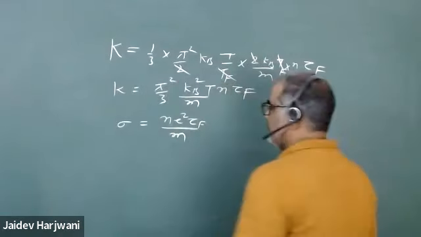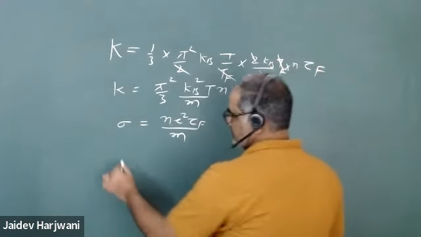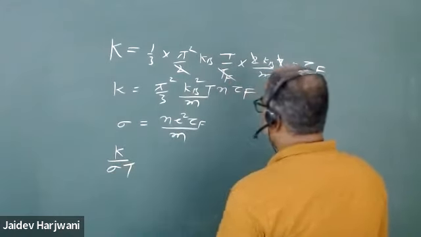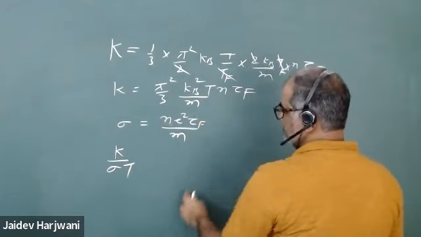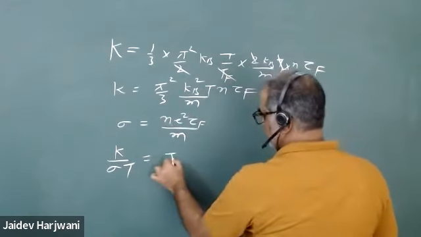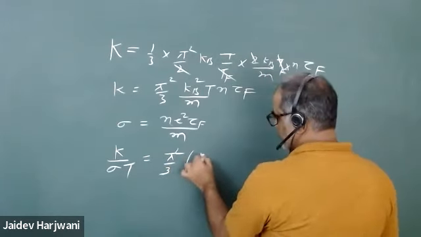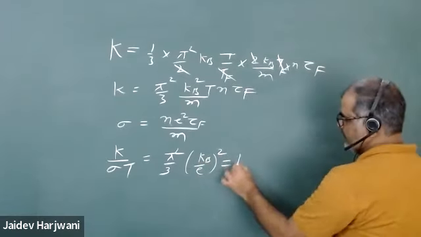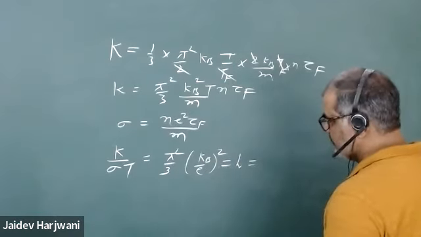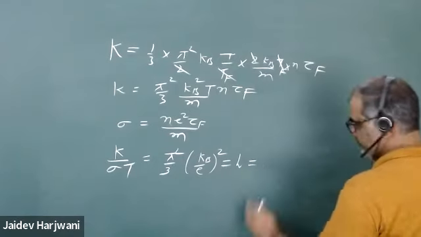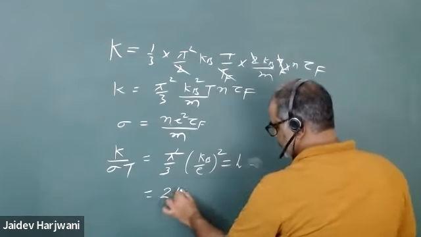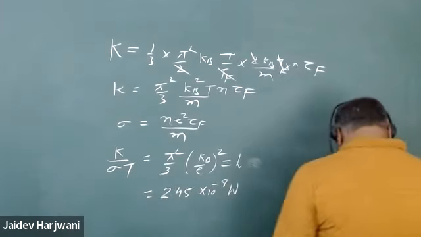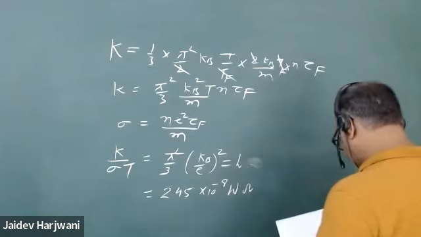So if I divide this, K upon sigma T, the T can come down, because N will cancel, tau can cancel, M will cancel. So what I am left with is pi square by 3, KB upon e square, and this is my Lorentz number. This is also called the Wiedemann-Franz coefficient. And if you solve this, the value comes out to be power minus 8 watt ohm per Kelvin square.